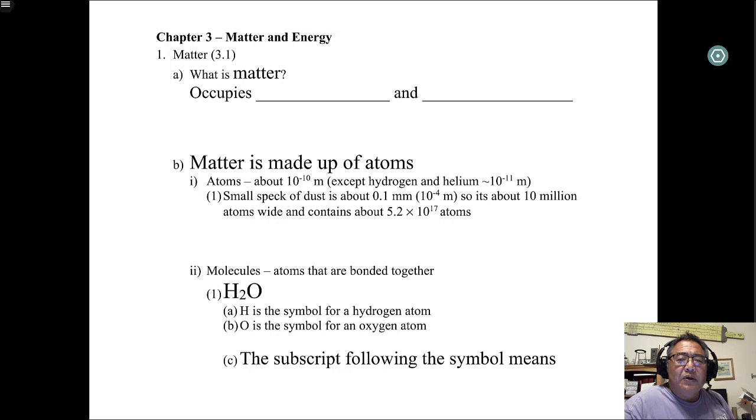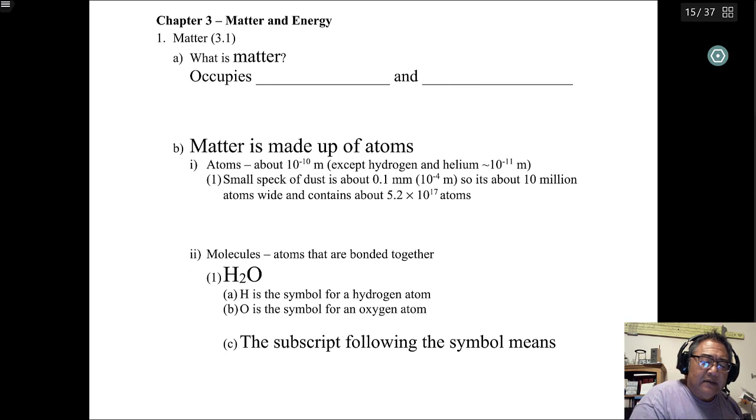But in the first part, we're going to do a lot of descriptive chemistry, a lot of understanding about states of matter, chemical changes, and physical changes. So let's go ahead and get started with what is matter. Okay, so matter is anything that occupies space and has mass.